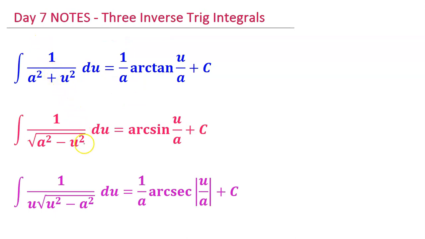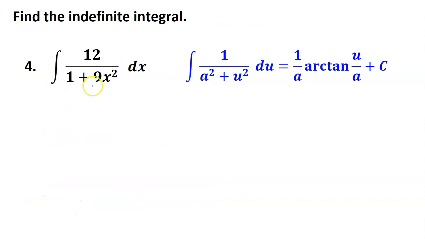Here are the 3 inverse trig integrals that you will need to memorize. So first we need to decide which situation we're in. In problem number 4, there is no square root in the denominator and we see the plus. So that means we are probably talking about arctangent. To make it fit properly, we need to get parentheses in here. This will be our u in a moment.